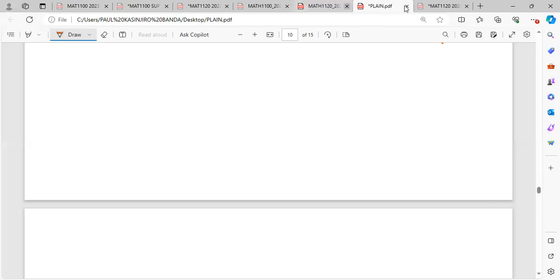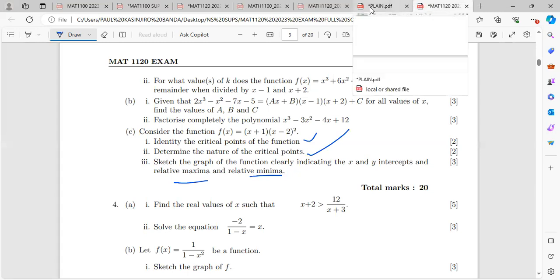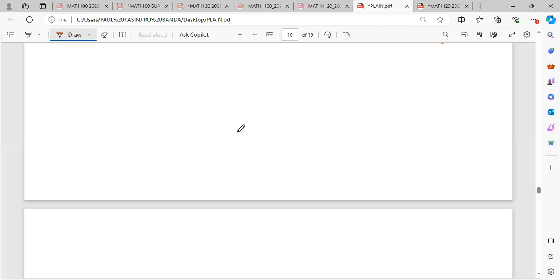Then now, after finding the points, we determine the nature there. Okay. Then now you can sketch the graph of the function, clearly indicating the x-intercept and the y-intercept, and the relative maxima and the relative minimum. Okay, so where we find it is maximum, that's what they are referring to here. Even there where we find that it was minimum, that's what they are referring to here. Relative maxima, relative minima, we found that. So the only thing that is remaining now is to find the x and the y-intercept.